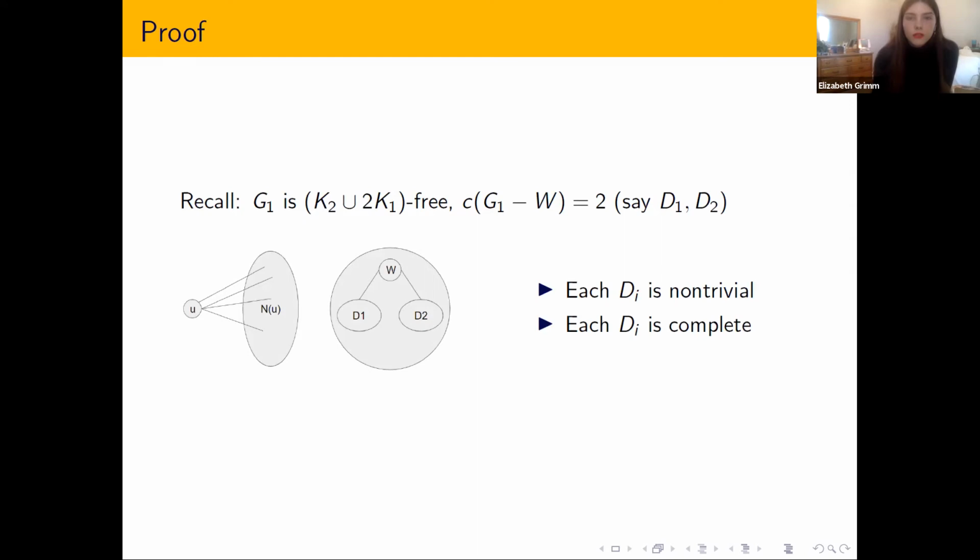And we also can say that each D sub i is complete, or else we would have a missing edge between some pair of vertices. We could take that pair of vertices along with an edge in the other component and get K2 union 2K1. So we have these 2 facts.